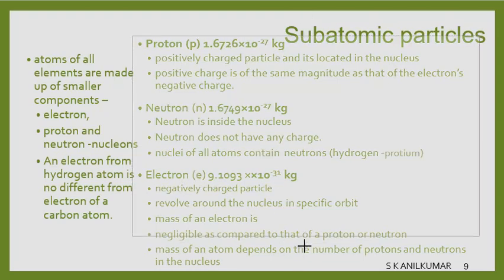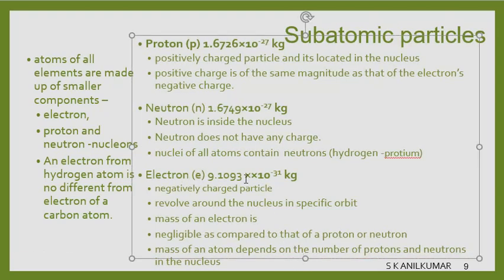That means what? The weight is very little. Electron weight is very little. That is why we say proton and neutron together form the mass. This is 10 power minus 27 kilo. This is 10 power minus 31 kilo. Electrons are negatively charged and revolve around the nucleus, not inside the nucleus.